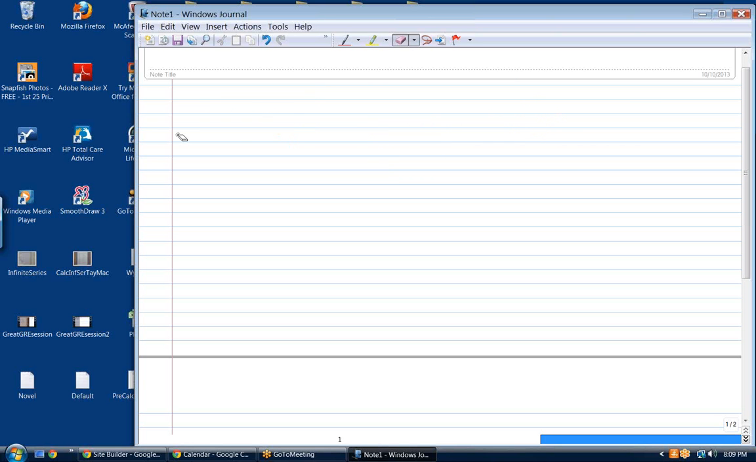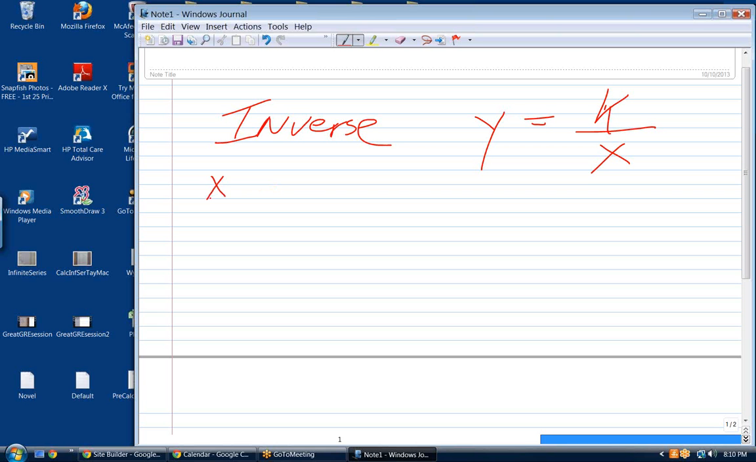And let's do an inverse, where y equals k over x. And again, that's not linear. It's hyperbolic. But again, this could be x squared. So let me give you one here. When x equals 2, y equals 6. So when x equals 10, what does y equal?